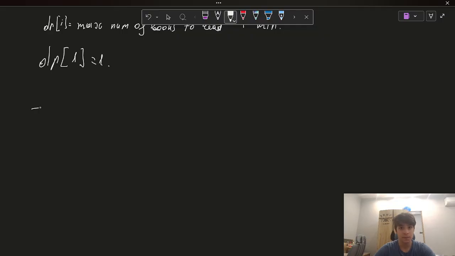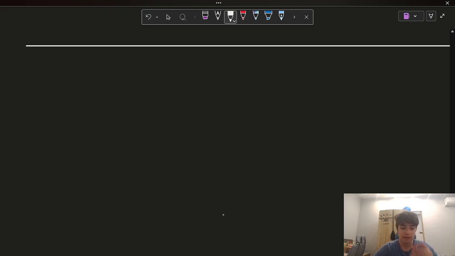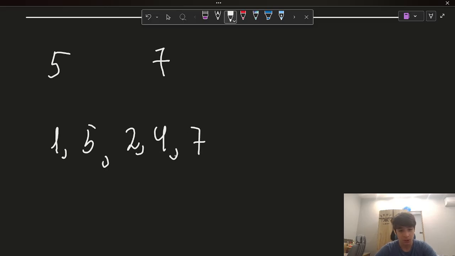So okay. Yep. So right there we need to make some example, right? For example, it's going to have 5 elements. The time is going to be 7. I'm going to take 1, then 5, then 2, then 4, and then 7. Yup, that's a really good one.